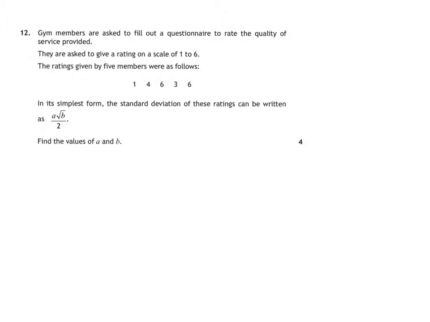Okay, question 12. Gym members are asked to fill out a questionnaire to rate the quality of the service provided. They are asked to give a rating on a scale of 1 to 6. The ratings given by 5 members were as follows. You have your list of numbers. In its simplest form, the standard deviation of these ratings can be written as a times the square root of b over 2. Find the values of a and b.